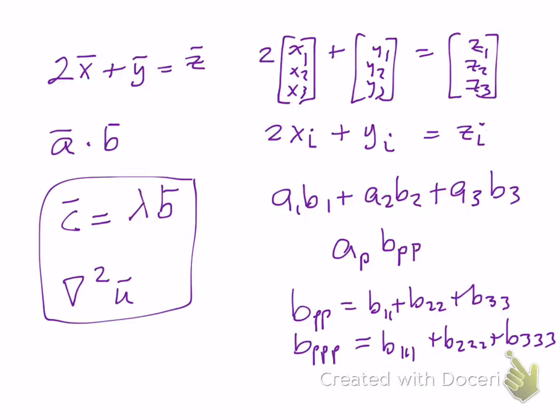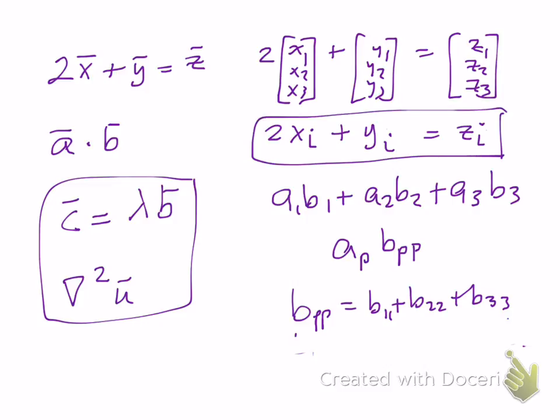So the result of problem 1 is 2xi plus yi equals zi. This is that answer, and this one is that answer. What did you guys come up with? Ci is equal to lambda bi. Let's use something different: Cm equals lambda bm.